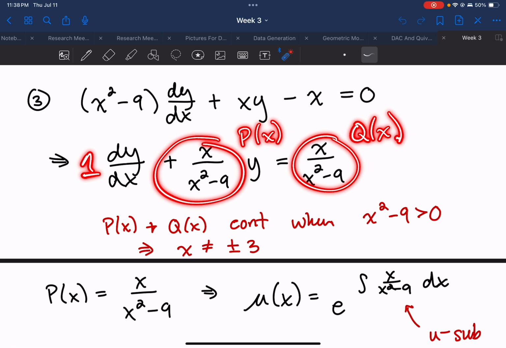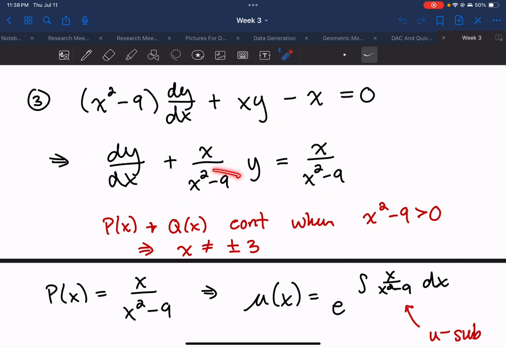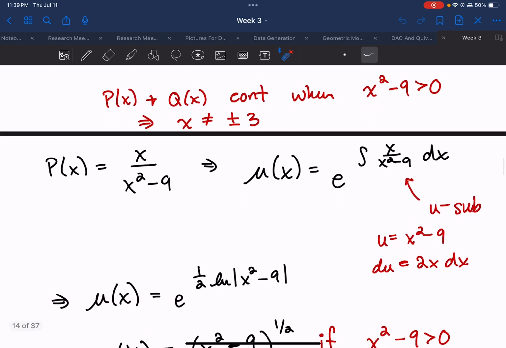And since I'm dividing by something nasty here, I need to make sure that I'm only considering p and q where they're integrable. These are continuous when, I guess I should say, when this is not equal to 0, technically. When x squared minus 9 is not equal to 0. So that's when x is not equal to plus or minus 3. Okay. Here's my p of x.